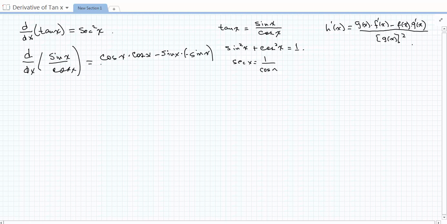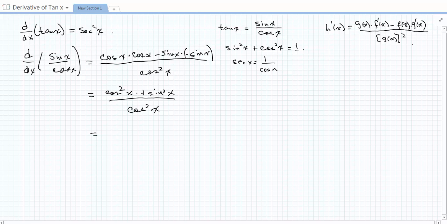And of course, everything divided by the denominator square. So in this case it would be cosine square of x. All right, if we simplify the numerator, you can see that this becomes cosine square x, and a negative times a negative is a positive, sine square of x, everything over cosine square of x.